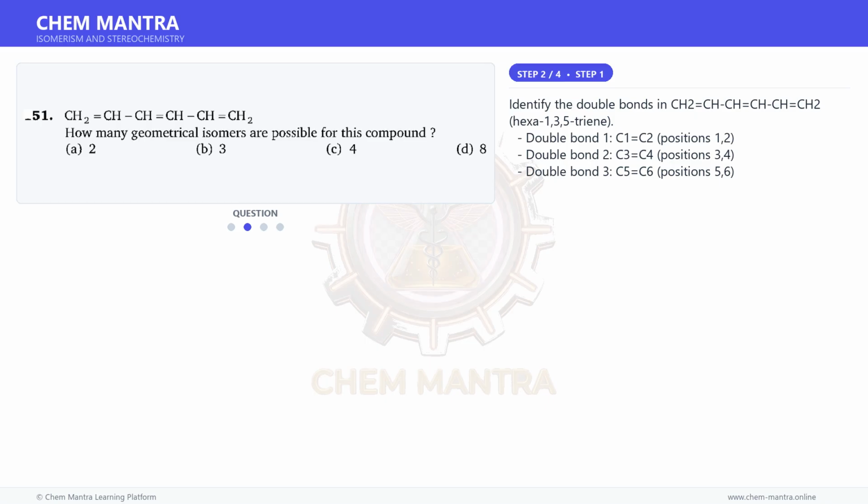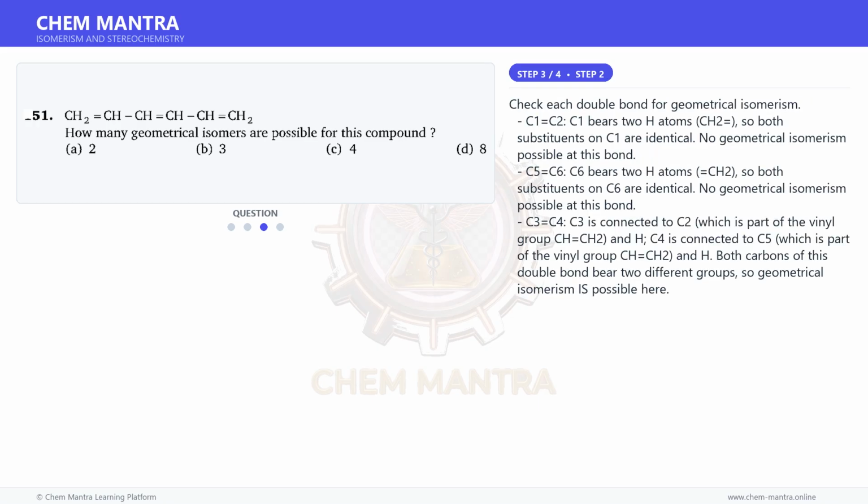Moving on to the next step. Identify the double bonds in CH2=CH-CH=CH-CH=CH2, hexa-1,3,5-triene. Double bond 1, C1=C2, positions 1, 2. Double bond 2, C3=C4, positions 3, 4. Double bond 3, C5=C6, positions 5, 6.